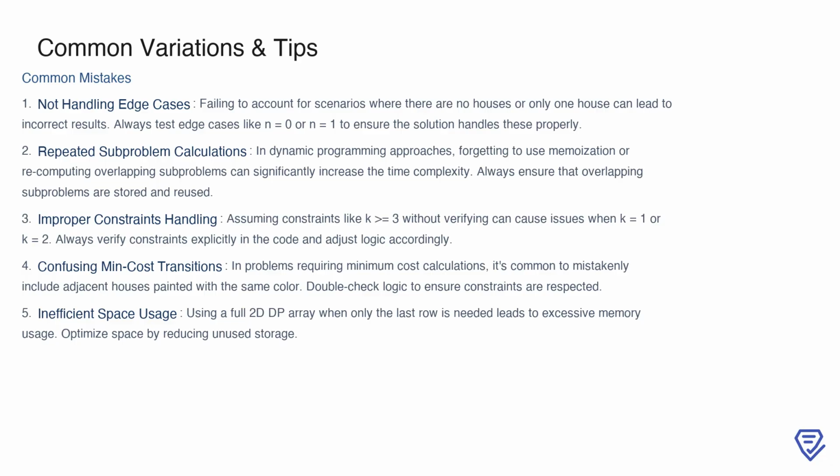Another common pitfall is confusing the minimum cost transitions. It's easy to accidentally allow adjacent houses to share the same color, so double-check that your transitions respect the constraints. Finally, inefficient space usage is another area to optimize. If you're using a full 2D DP array but only need the last row, this can unnecessarily consume memory. Instead, reduce the space to store only what's needed, like a single row, to make your solution more efficient.